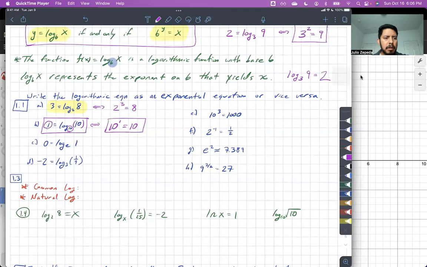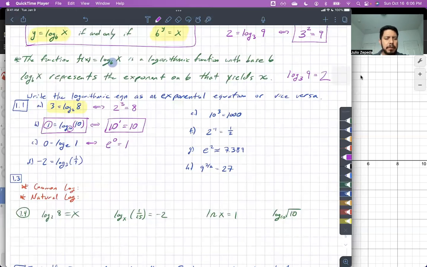What about the next one? The log base e of 1 equals 0. This is equivalent to, and feel free to pause the video, try to write down the equation yourself, and see if you get it correct. That would be the base raised to the other side equals the argument. e to the 0 equals 1. That's a true statement, right? e to the 0 is equal to 1, and it's equivalent to that logarithmic equation.